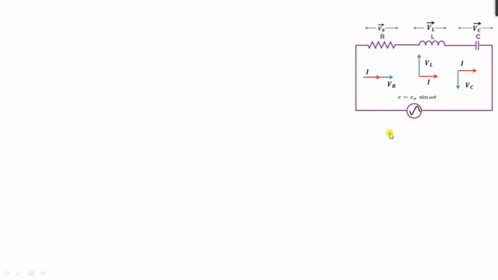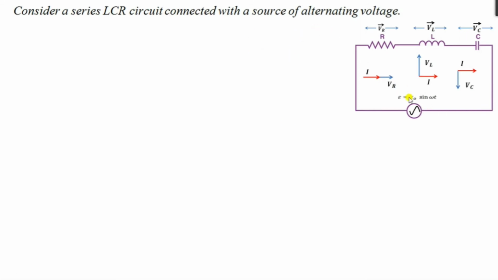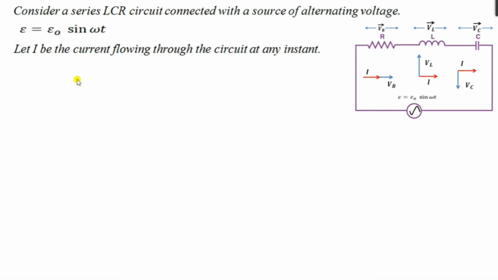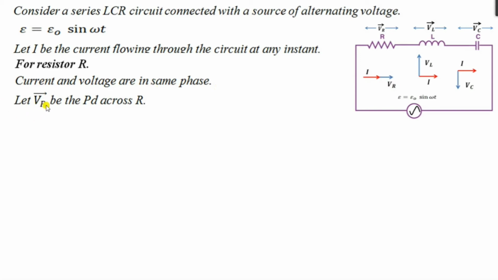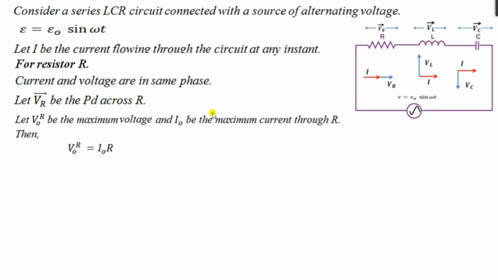Now we are considering the same LCR circuit with alternating voltage E equal to E naught sin omega t, and let I be the current flowing through each component at any instant of time. In a series circuit the same current flows through all the components, and for the resistor circuit current and voltage are in the same phase. If VR is the PD across the resistor, V0R is the maximum voltage and I0 is the maximum current, then using Ohm's law we can write V naught R equal to I naught R. So potential is equal to current into resistance.